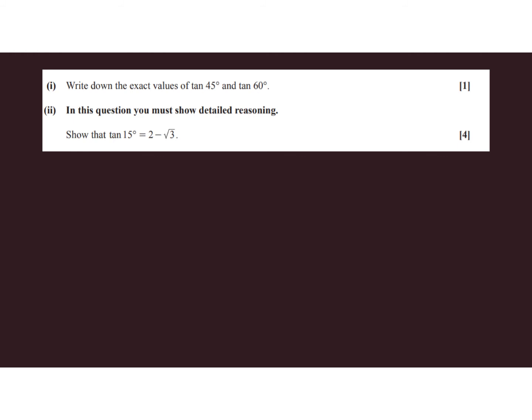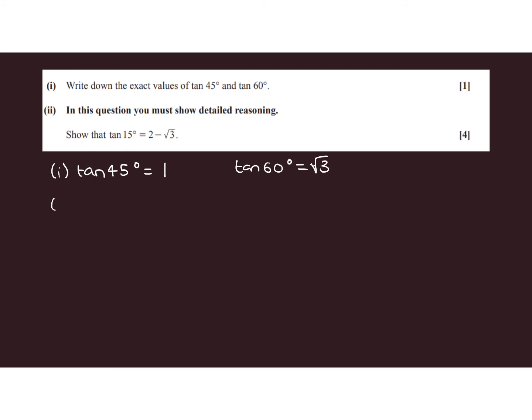So our third question is a trigonometry question. Part 1 requires us to know the exact values of tan 45 and tan 60. These days, obviously, a good calculator will give you those values straight away. You could, of course, also sketch your special triangles. Now, tan 45 degrees is equal to 1, and tan 60 degrees is equal to root 3.